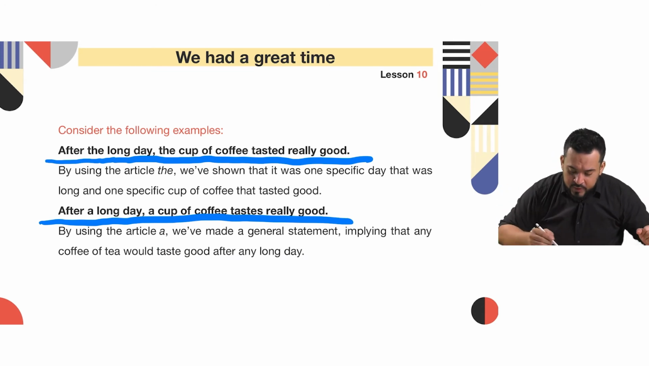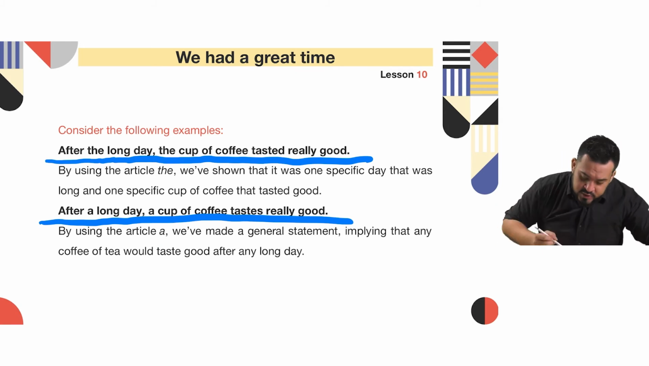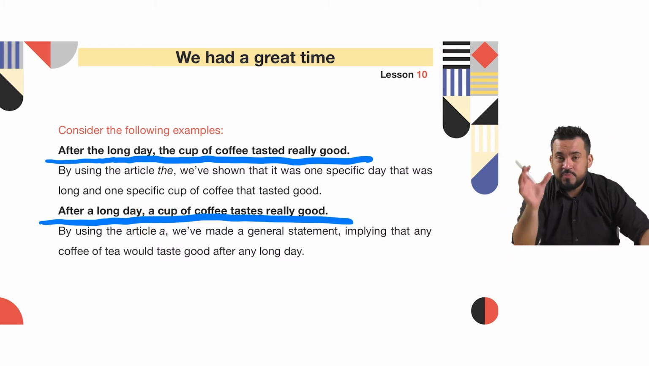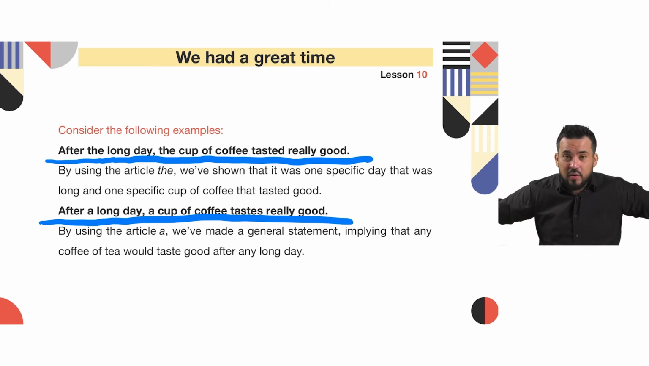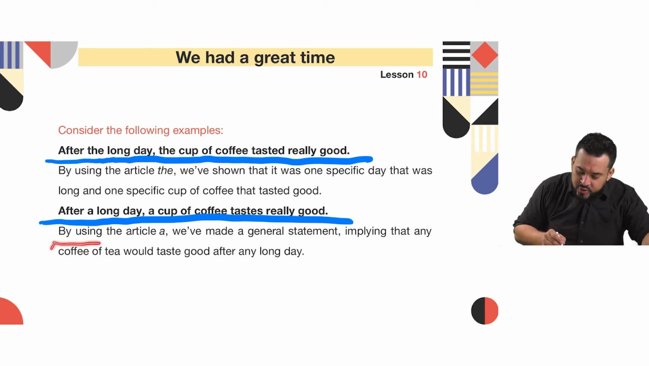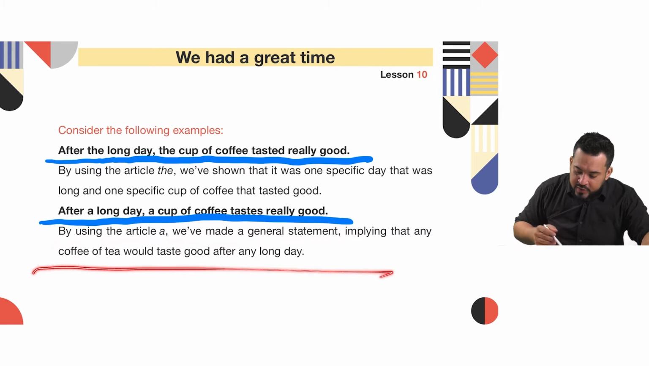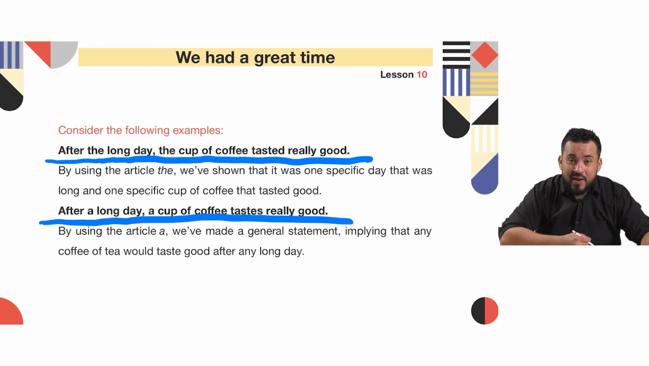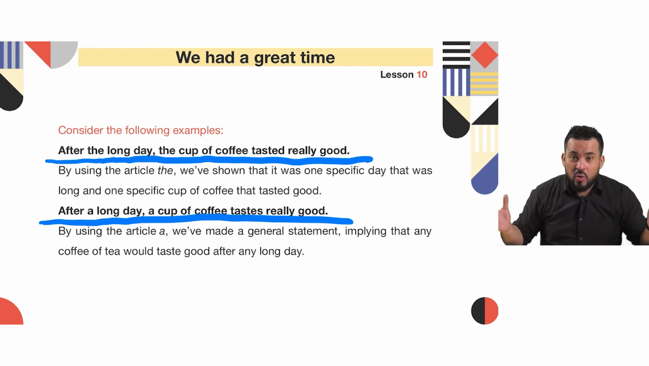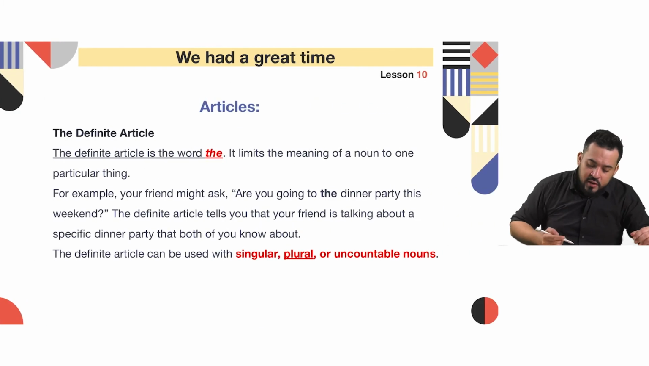Very specific. Now, if we look at the second sentence, after a long day, a cup of coffee tastes really good. Here we're not talking about a specific day or a specific cup of coffee. We're talking in general: after any long day, any cup of coffee tastes great. By using the article a, we have made a general statement implying that a cup of coffee would taste good after any long day. So the is for specific nouns and a or an is for general nouns.